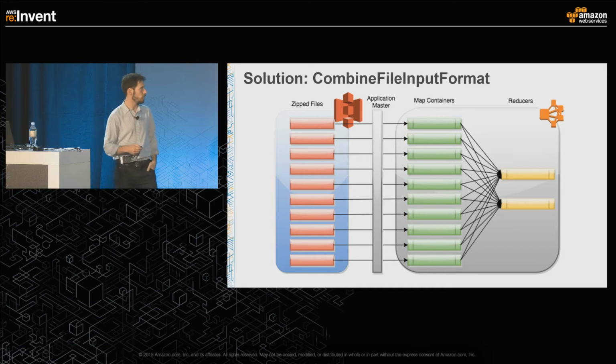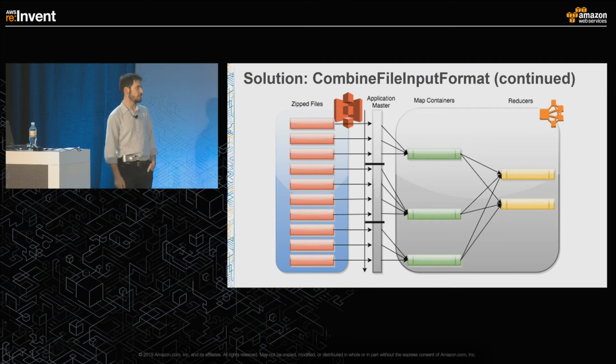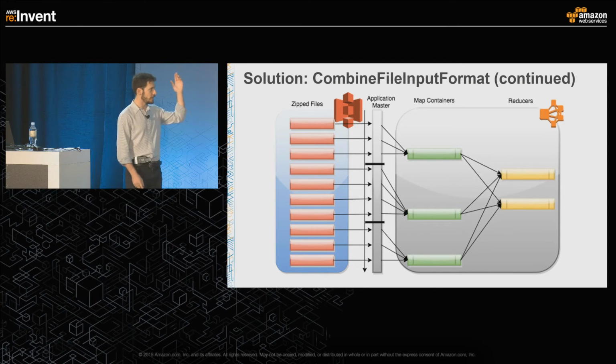So our solution to this was we wrote a combined file input format. Instead of using the default text input format, we wrote an input format that tells that application master to chunk all of those files and have multiple files read by a single map container. So it iterates down the list until it gets to a certain file size, and then it tells that map container, you're going to process all of the data that's associated with these files. And that was a massive improvement.